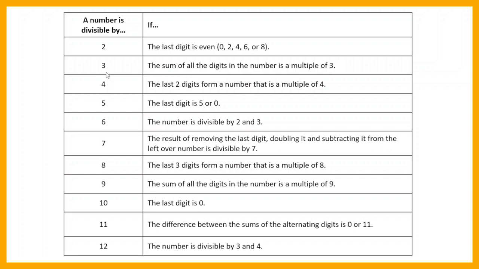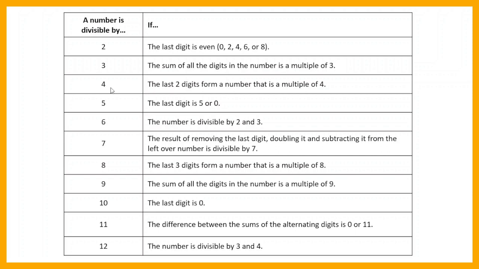The next rule that we have for 4 is to just look at the last 2 digits of your number and see what number they form. If they form a number which is a multiple of 4, then you don't need to worry about the rest of the number. You can just decide that it is a multiple of 4. You can know that it's a multiple of 4 based on those last 2 digits.